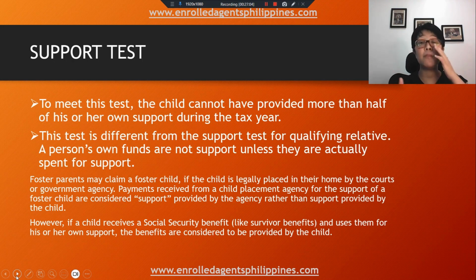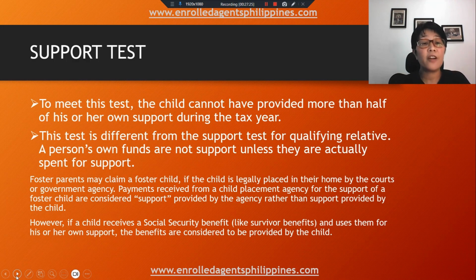So may nare-receive yan. So may ilalagay na kumbaga na foster child no, sa bahay ng taxpayer. May binibigay na parang coming from the government, no, panggastos, ganyan. So, considered support yon ng government or ng agency. Hindi yung support na pinuprovide ng bata sa sarili niya.